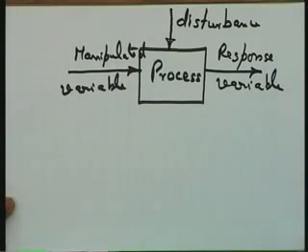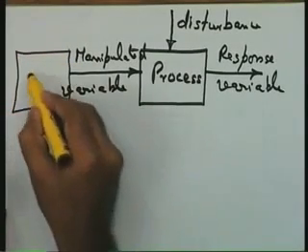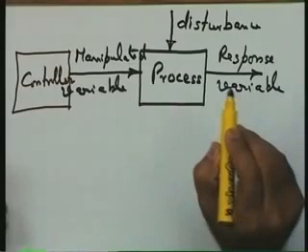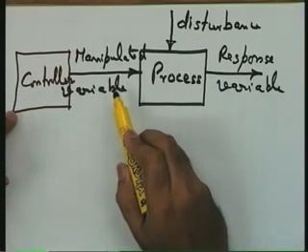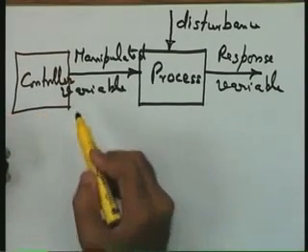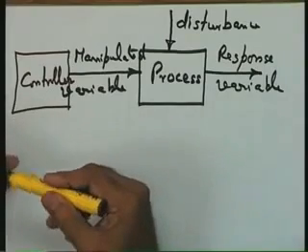So, I can put a block over here. So, it means there is a controller here. This controller is going to control the manipulated variable, and the function of this controller is to make the response variable follow the system commands. So, I think I can draw a neat block diagram now defining all these variables.